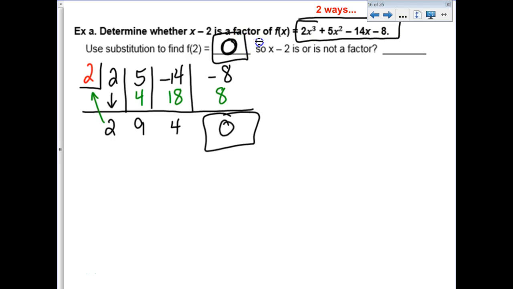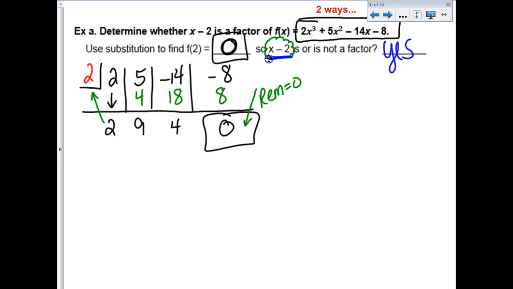Now they have a follow-up question. It says, think backwards to the factor theorem. When you do synthetic substitution with a 2, you think back and think of that as a factor of x minus 2. Since the remainder came out to 0, and they ask me, is it a factor or not, the answer to this question is yes. X minus 2 divides evenly into the polynomial, so it must be a factor of that polynomial. So you're probably wondering, why do I care about that? You'll see.